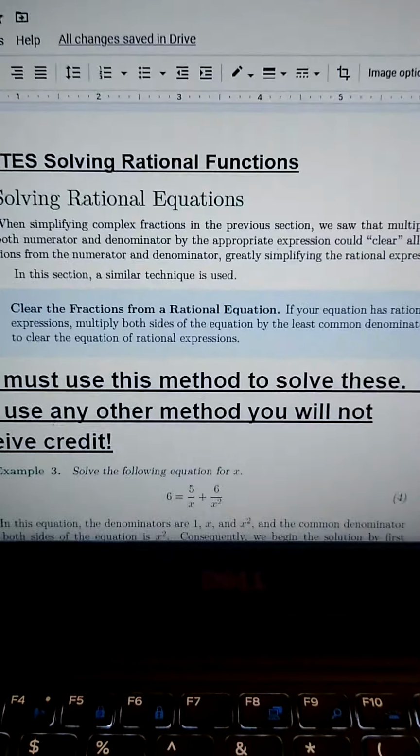So I would graph this right-hand side, both of these together, 5 over x plus 6 over x squared. Make that y1, graph 6 as y2, and then G-Solve intersect. You're trying to find where these two are equal. So what you'll end up with basically is a rational function looking thing when you graph it on the calculator.